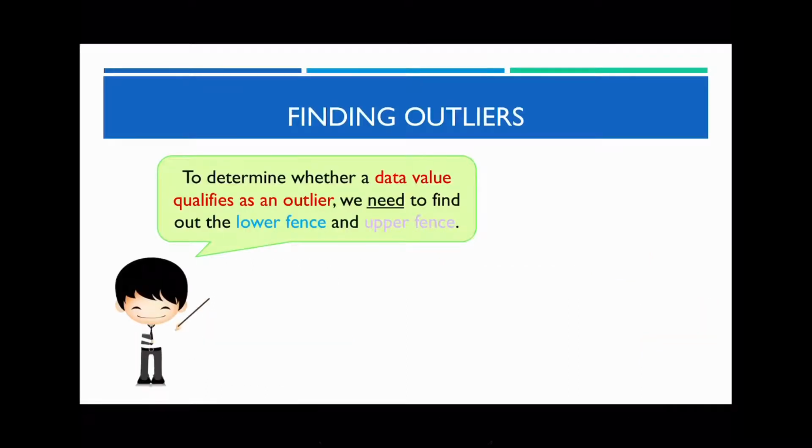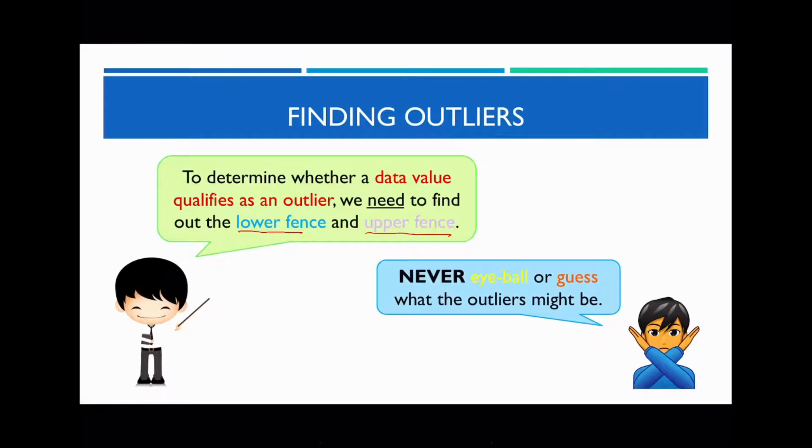And the way that we actually determine whether something is considered to be an outlier is by finding the lower fence as well as the upper fence. So from this point onwards, I don't want anybody to be estimating or eyeballing what the outliers are. There is a way for us to calculate what the outliers are by first finding out the lower fence as well as the upper fence.